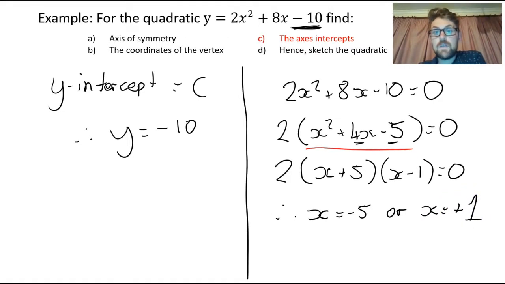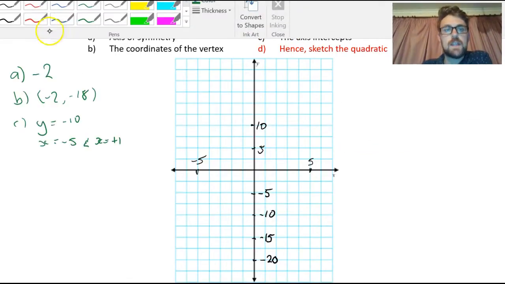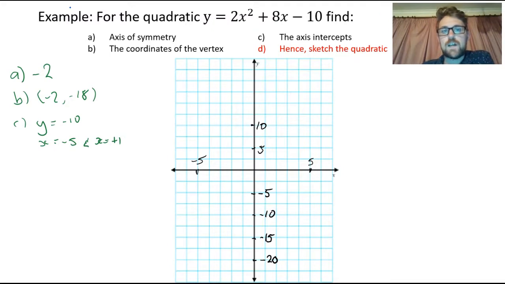Alright, so now that we've collected all that data, we can have a go at graphing that. What I've done here is just put on the left-hand side what we calculated. So A is here, it's negative 2. That's the axis of symmetry. So if we go to negative 2, that's this point here. Everything on either side of this line is going to be symmetrical.